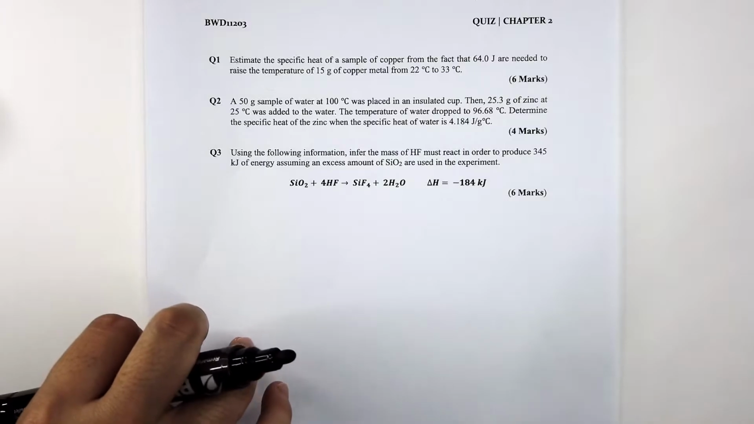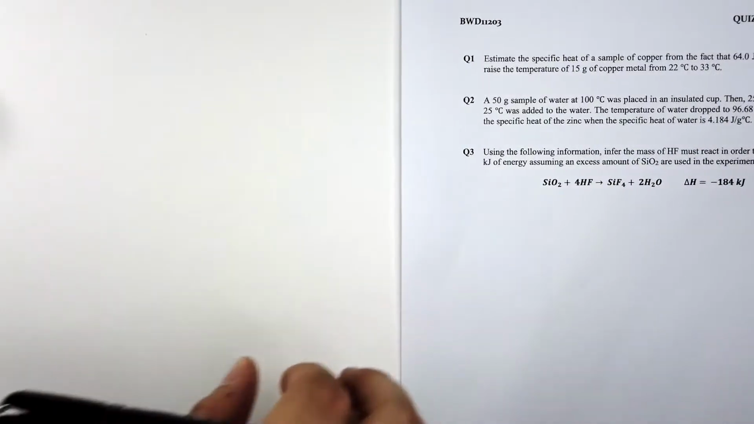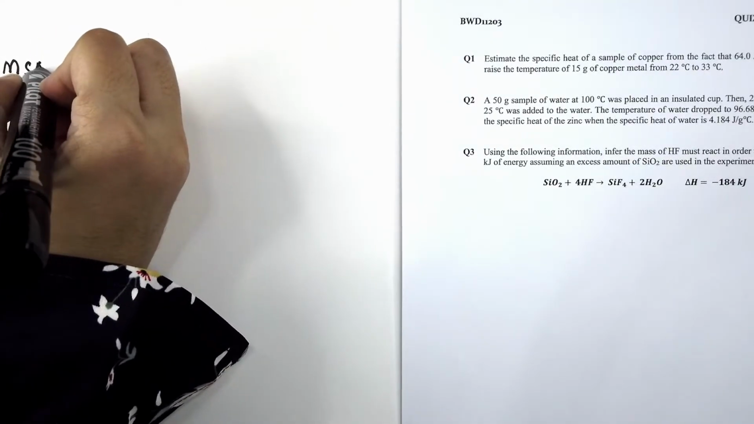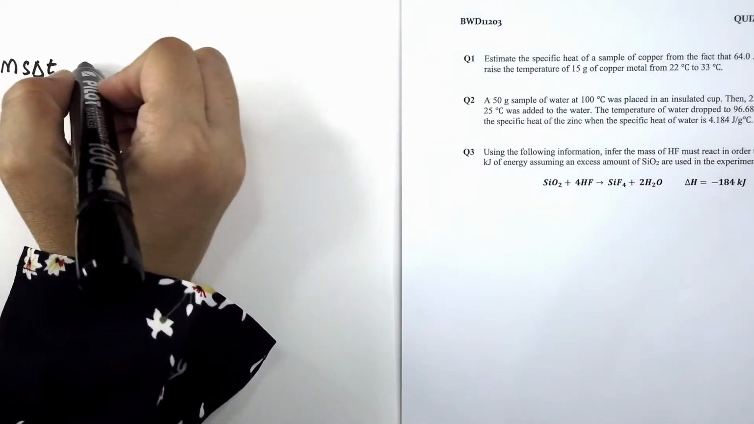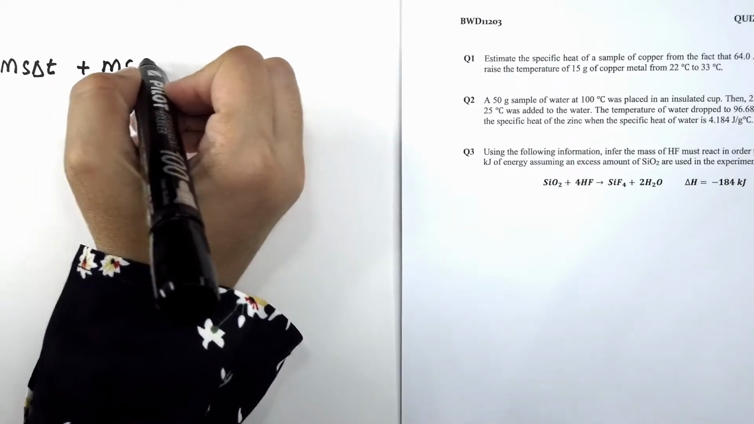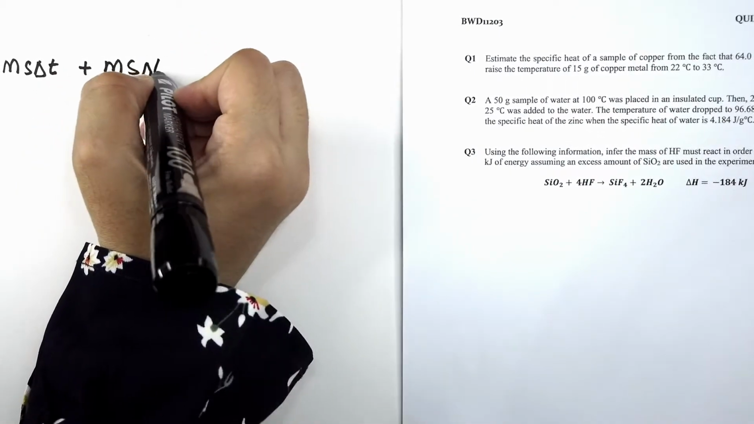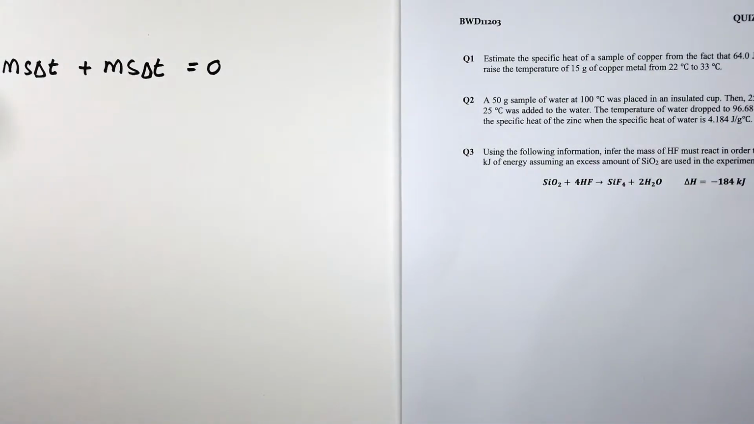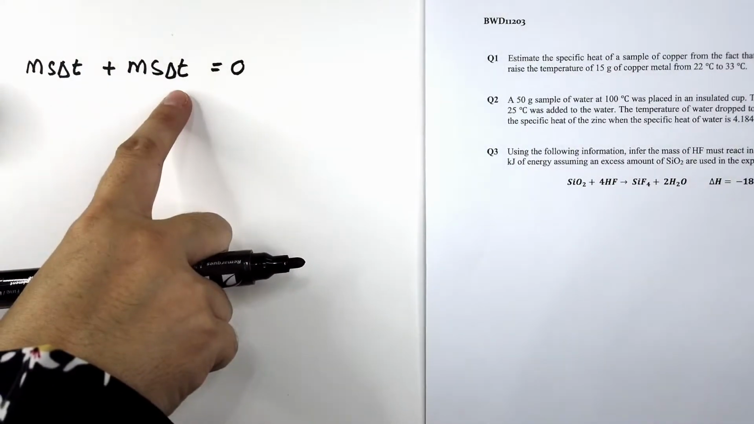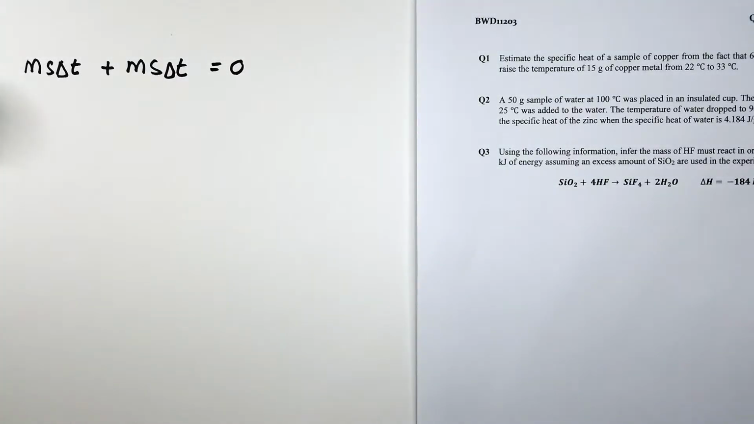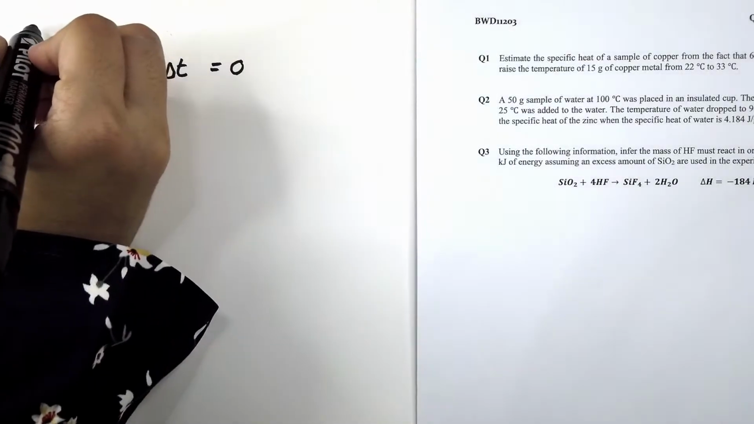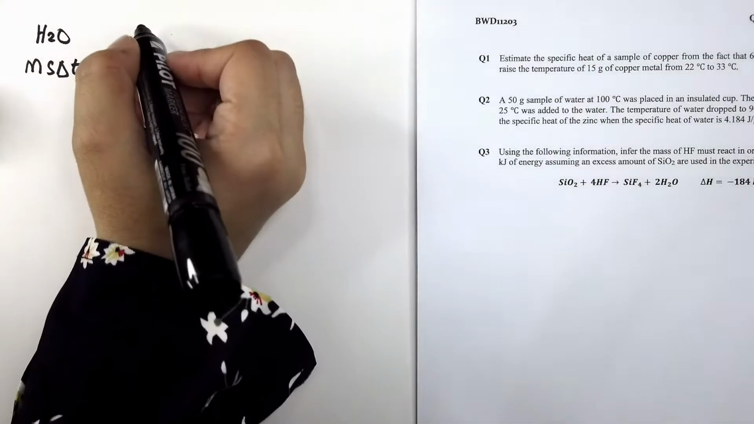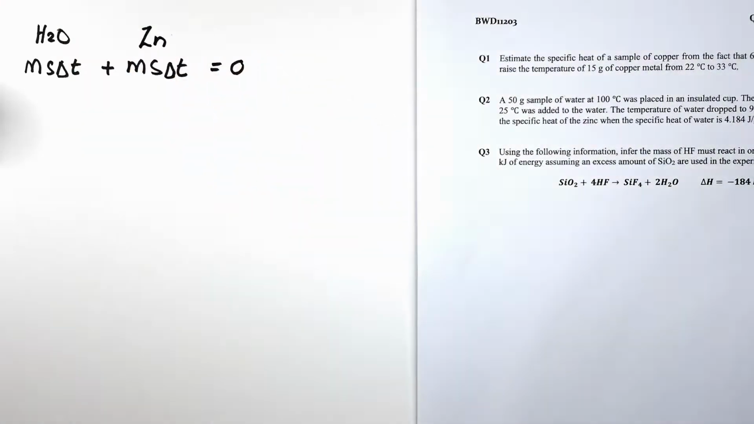So what we can do is write MS delta T plus MS delta T equivalent to 0. Right. So what is MS delta T? You have 2 different things. One is for water and the other one is for zinc. Alright.